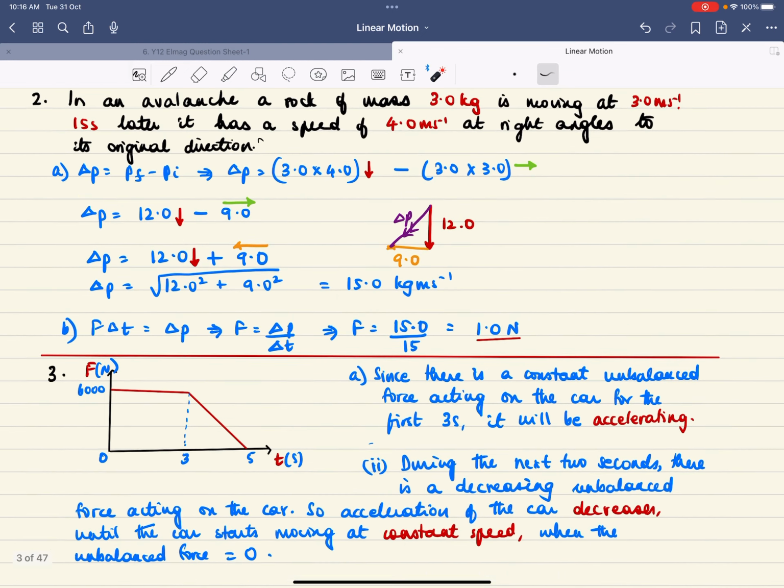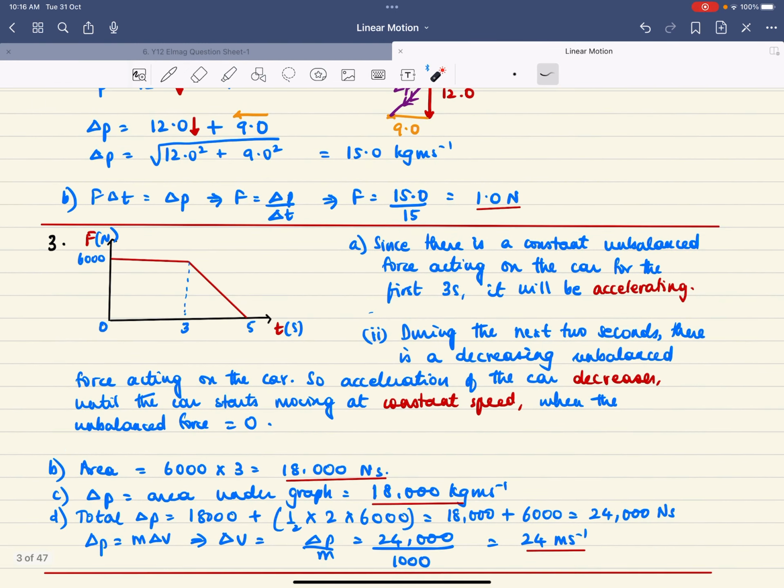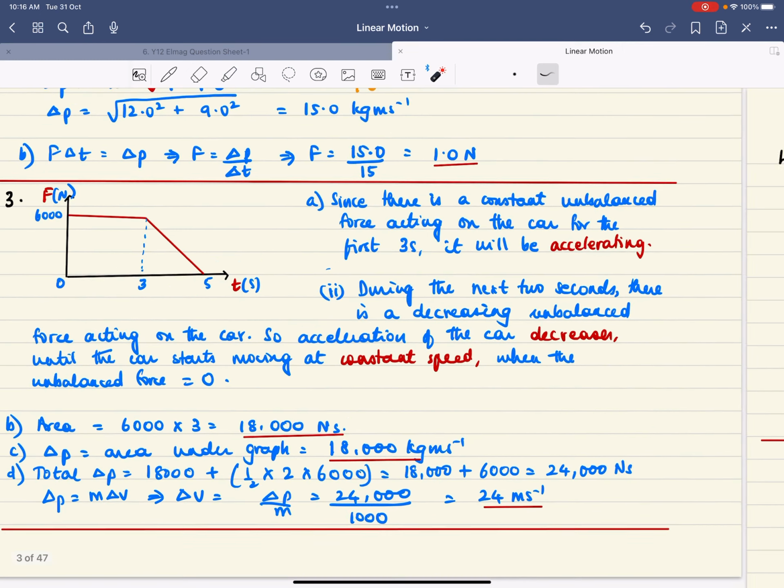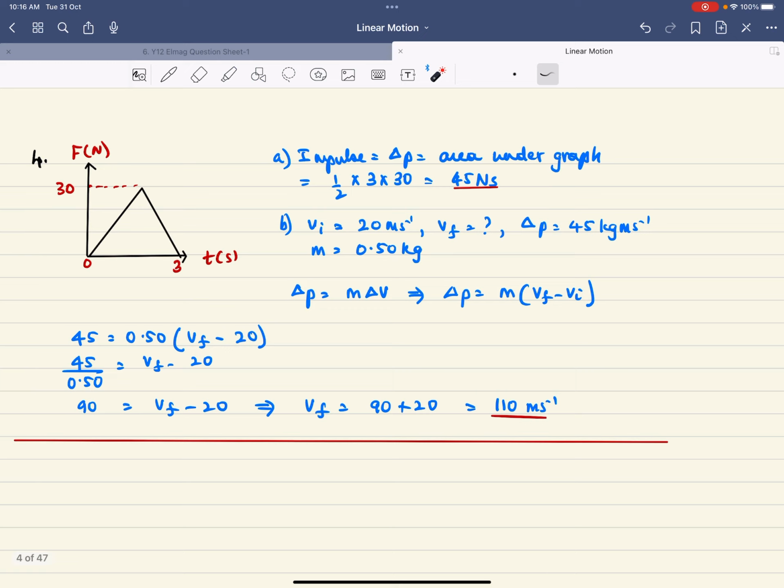In this one, it's calculating the area under the graph, and here we go, and then there's one more here, and that's lesson 1 done for you.